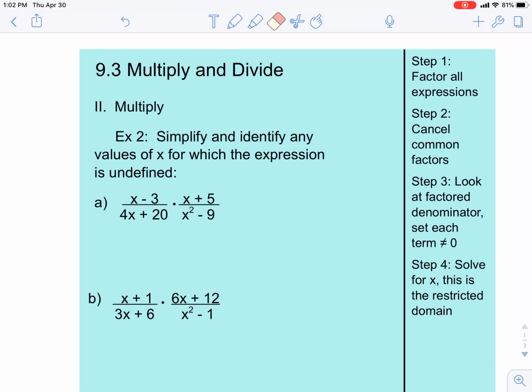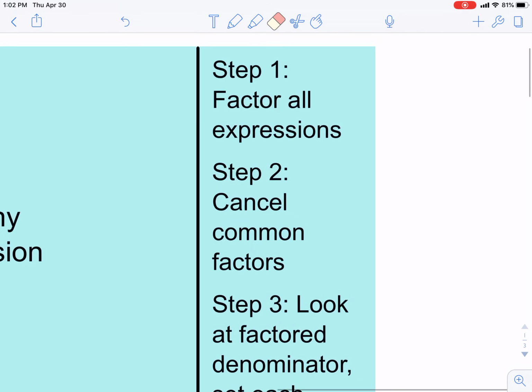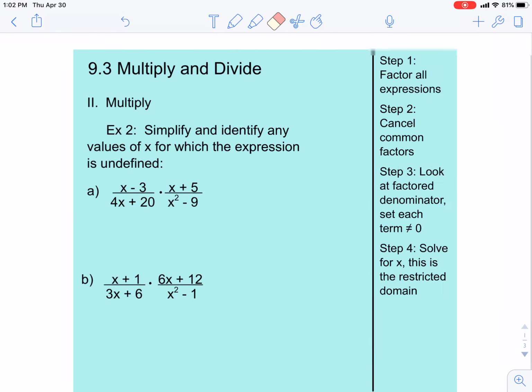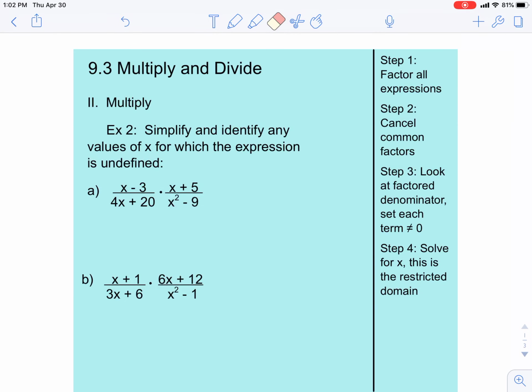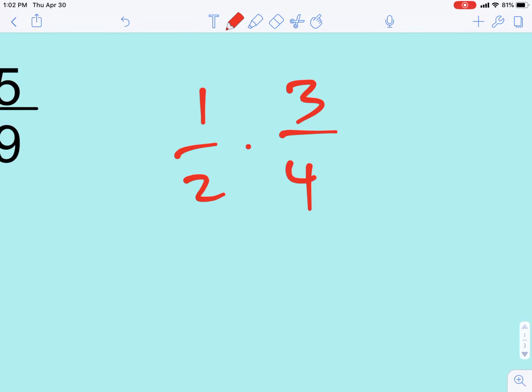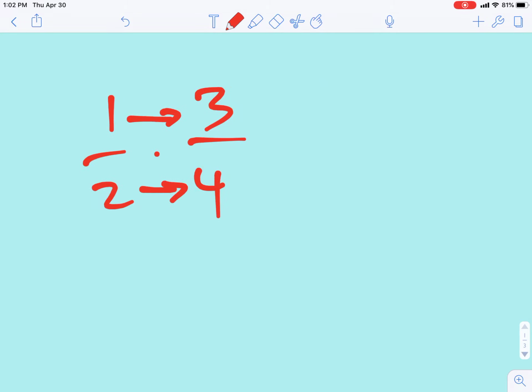So our focus today is factor all expressions, cancel all common factors, and go through all that same stuff, look at the denominator, all that restricted stuff in the end, right? We have to remember how to do two things. One, how do you multiply fractions? So if I have 1/2 times 3/4, how do I multiply the fractions? Well, multiplying, we get to go straight across, right? So we just get 1 times 3 is 3, 2 times 4 is 8.